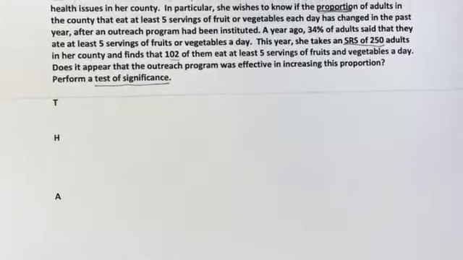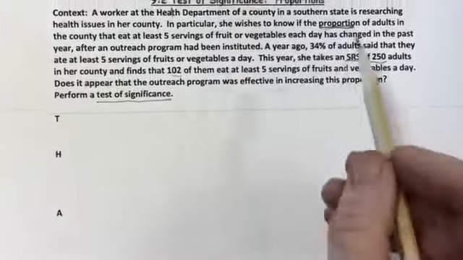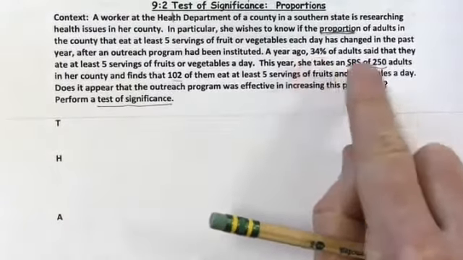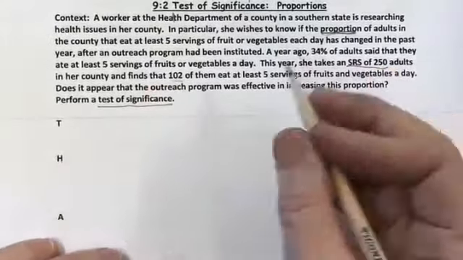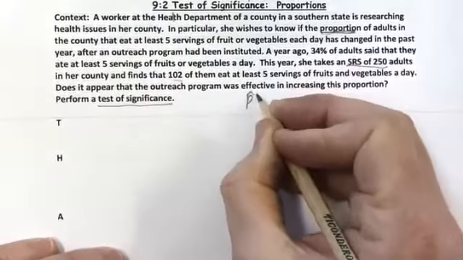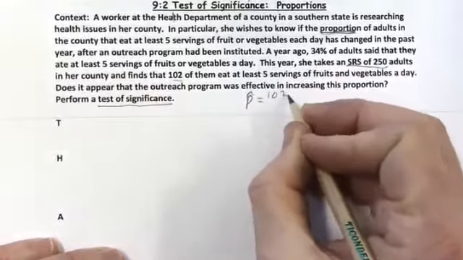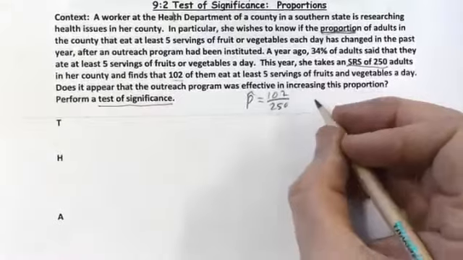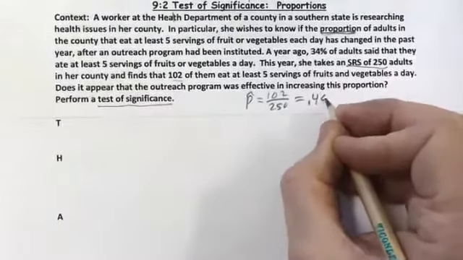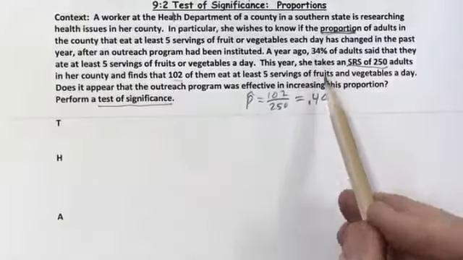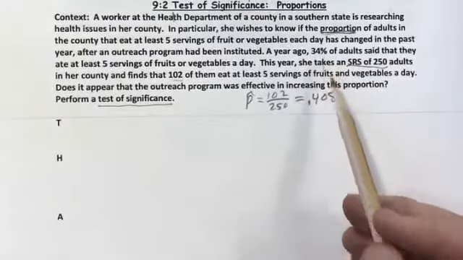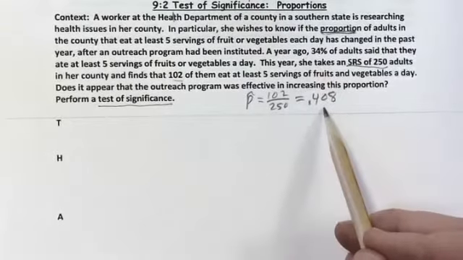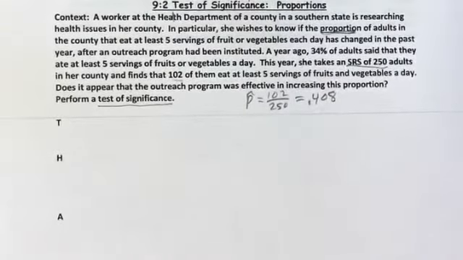But the premise that is going on here is that we have this claim or this old value of 34%. And so we took a sample, so our p hat would be 102 out of 250, and that is equal to 0.408. So that is our estimate in essence. How different is that? It's certainly more than 34%, but is it statistically significantly more? That's the question we're really answering.